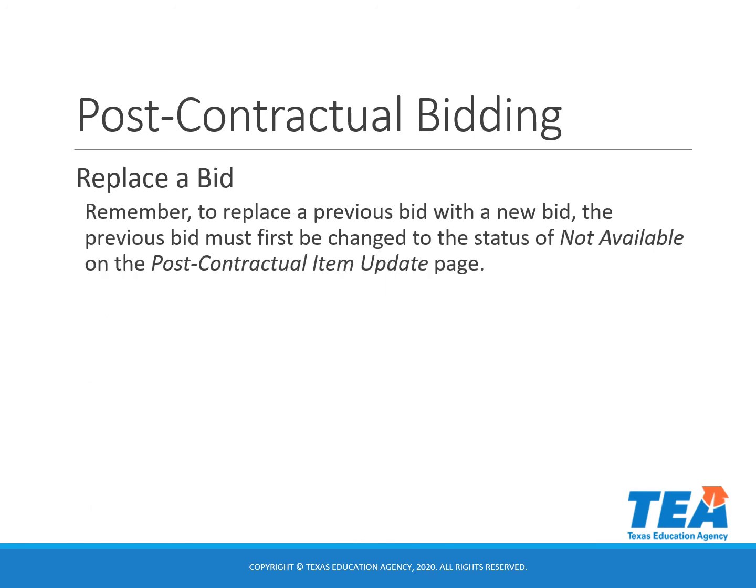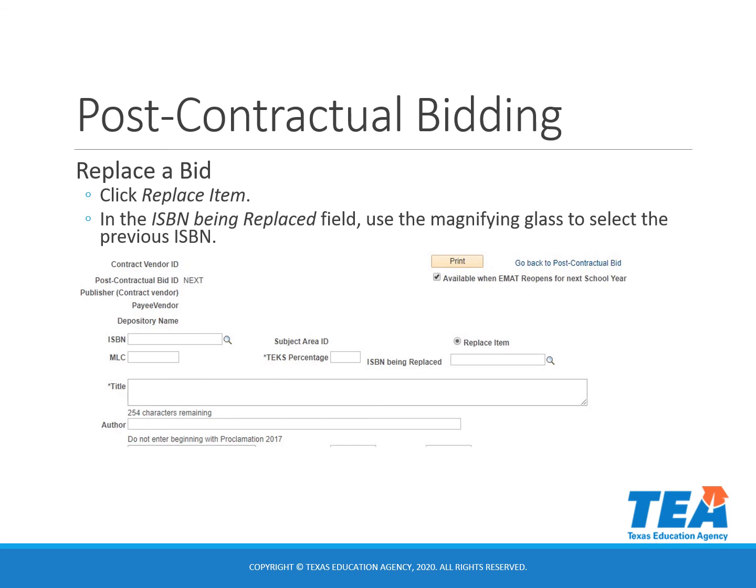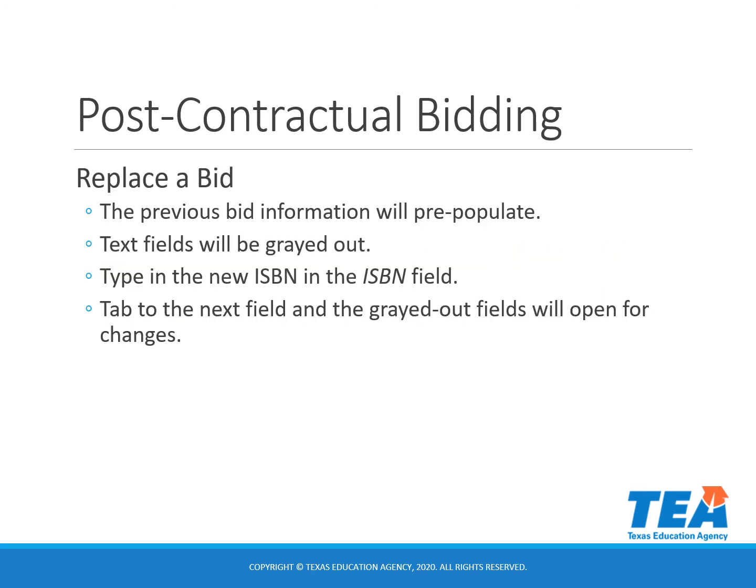Now we will go over replacing a bid. Remember, to replace a previous bid with a new bid, the previous bid must first be changed to the status of not available on the post-contractual item update page. You will click Replace Item, and then in the ISBN being replaced field, you will use the magnifying glass to select the previous ISBN. The previous information will pre-populate. The text fields will be grayed out, so you will need to type the new ISBN into the ISBN field, then tab to the next field, and the grayed out fields will open for changes.